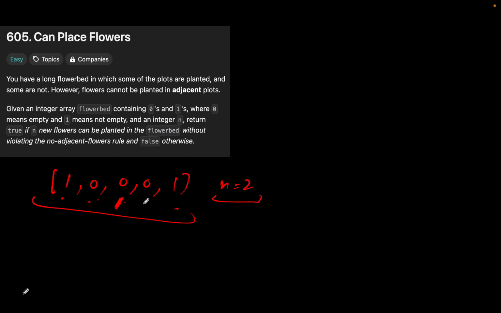Let's move to the next plot now. Can we plant a flower here? No, we can't, because we already placed one flower on the left of it and there's already one flower on the right of it. Then let's move to the last position. Can we place a flower in it? We can't, because it already has a flower. We have reached the end of the array, so we couldn't plant 2 flowers, we could just plant 1 flower, and therefore we will return false.